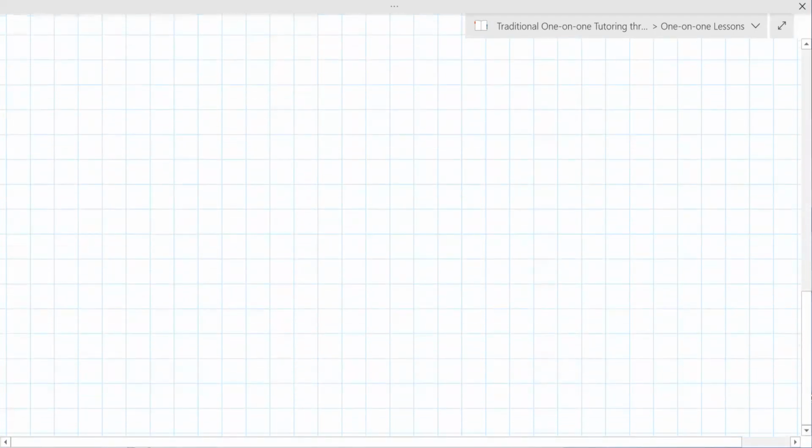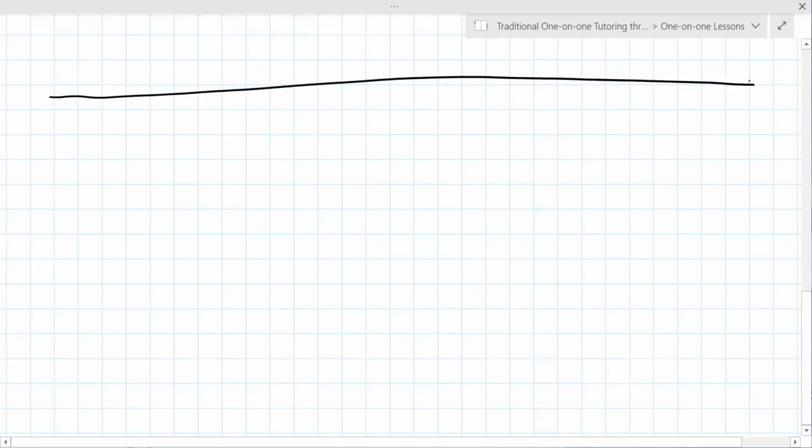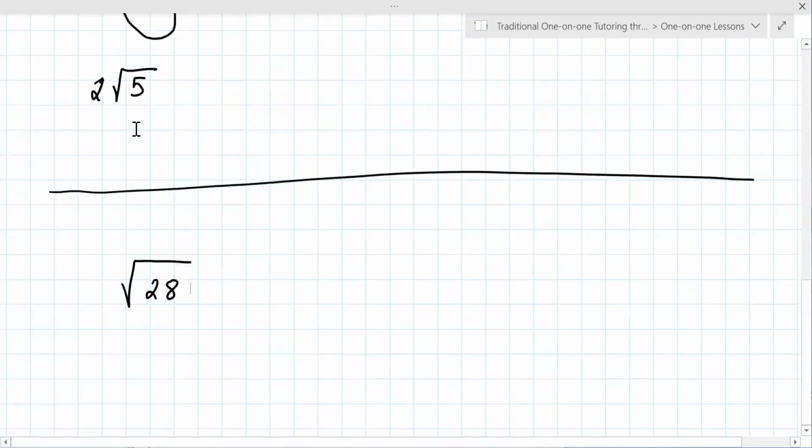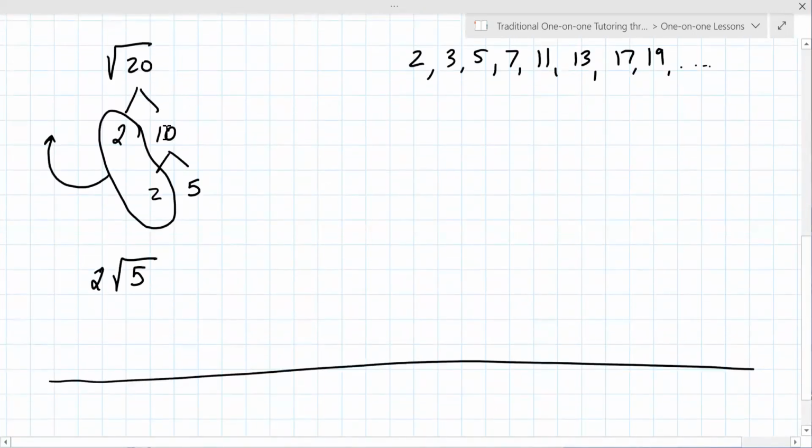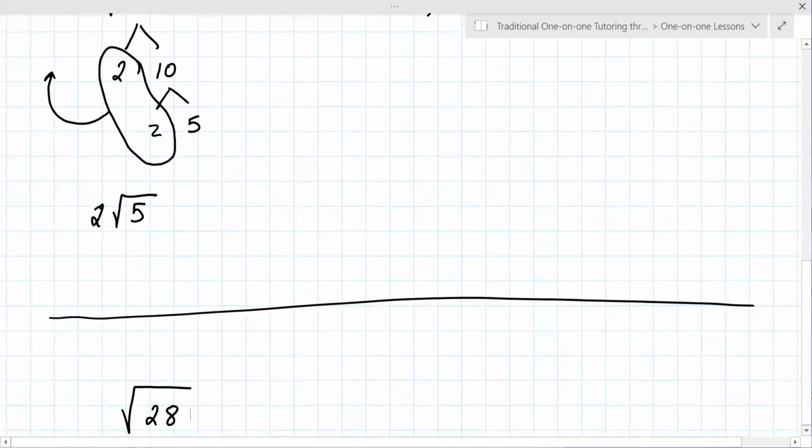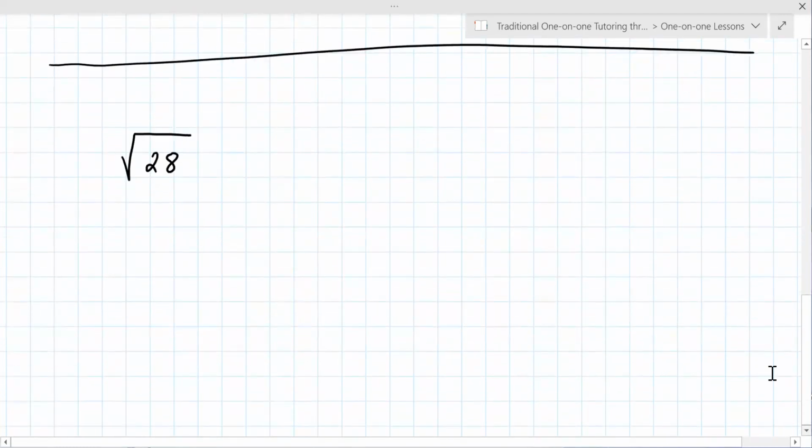Let me have you try one here. Try the square root of 28. I want you to do the same thing that we did in the previous problems. Hopefully you've got some pencil and paper out. I want you to simplify this; the instructions would just say simplify. Take a minute or two to see if you can work this one out on your own, please.